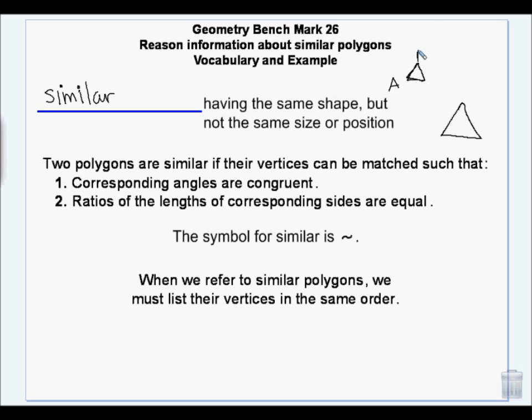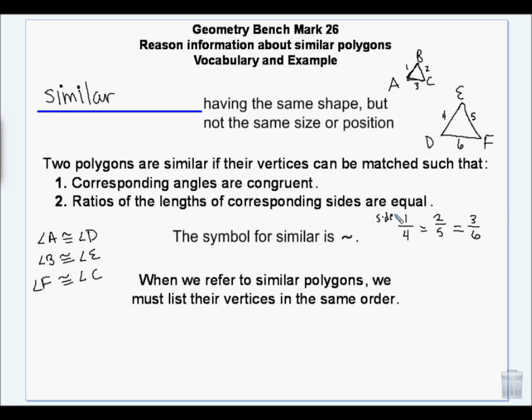Let's say this is A, B, C, and this is D, E, F. So angle A would have to be congruent to angle D. Angle B would be congruent to angle E, and angle F is congruent to angle C. I did that backwards, but you get the idea. And then the length of their sides. So if this is side 1, 2, and 3, and this is side 4, 5, and 6, 1 over 4 would be equal to 2 over 5, which would be equal to 3 over 6. And this is the sides, not actual, like 1/4 is not actually equal to 2/5. But the length of side 1 would be equal to, over the length of side 4. Does that make sense?